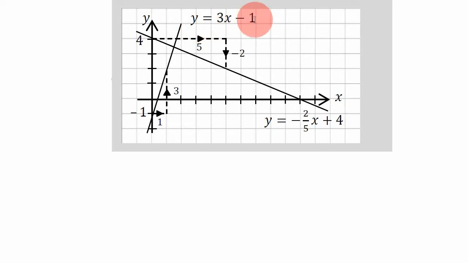So this equation represents this line here, and this equation here represents this line here. So you're going to get two examples of how you can get the gradient and the intercept, and how to draw the graph from the gradient and the intercept really quickly.